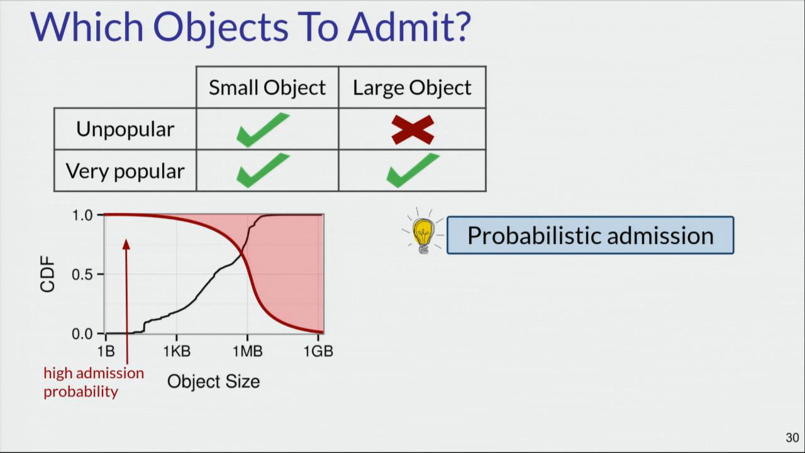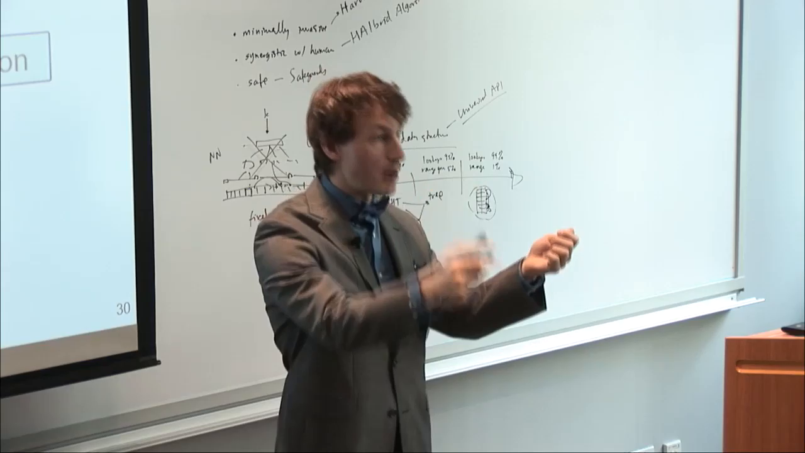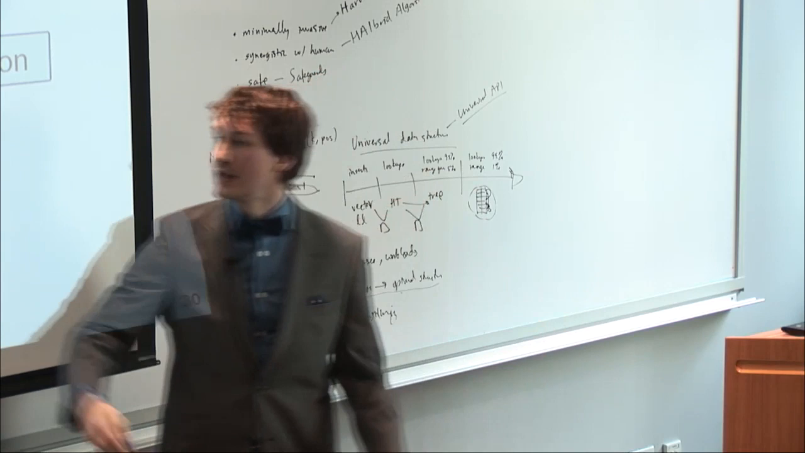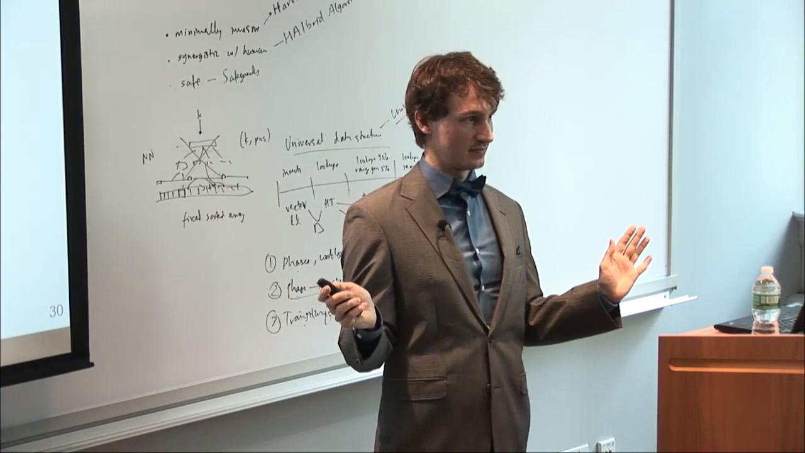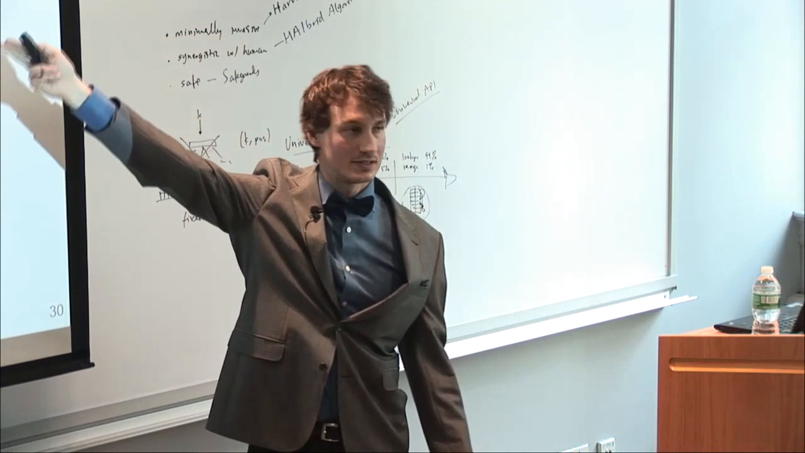But if you're really large, you get a very low admission probability, which means if you're unpopular, it's very unlikely you'll actually get into the cache. But if you're very popular, you've been requested again and again, eventually you will make it into the cache without us tracking any overhead at all. So that's the basic idea behind this. No overhead at all, and we can still make that distinction effectively.